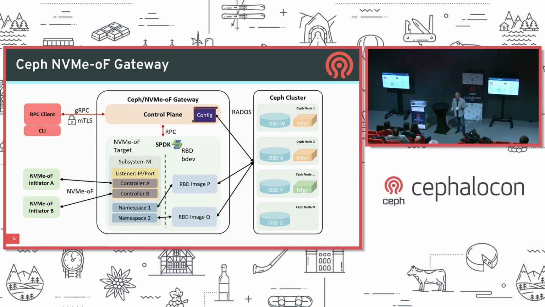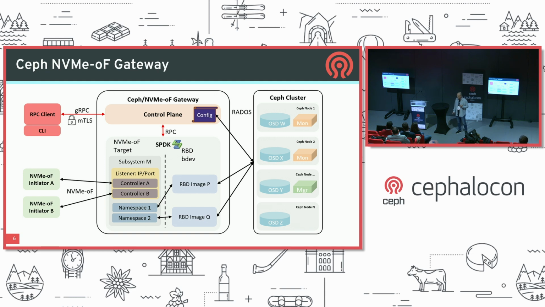So how is the gateway built? The gateway runs in a container, and within the container we have the control plane and the I/O path. The control plane is the management of the gateway. It takes care of saving, reading, and updating the configuration, as well as providing a management API through gRPC.